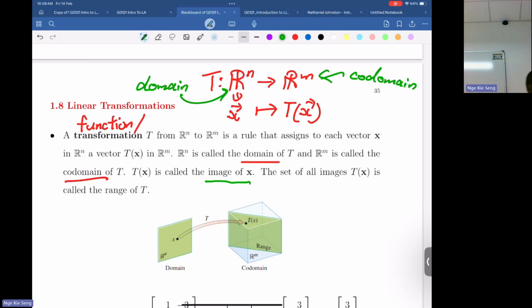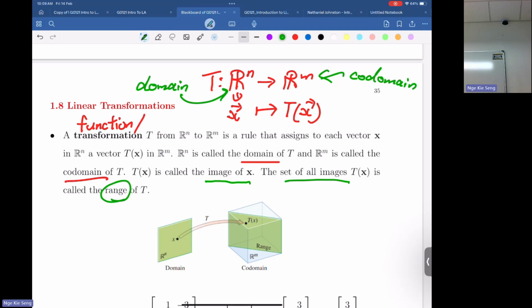Then Tx here we will call the image of x. This is where x lands in the codomain. So in this picture you have the domain and codomain. Every element in your domain gets mapped into something in the codomain, and this thing is called the image of this x. If you collect all the images together, this is the range. Correct or not? The range means this is where T can hit. Does that make sense?